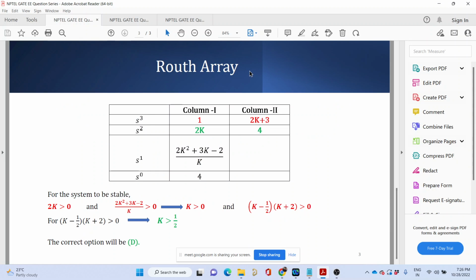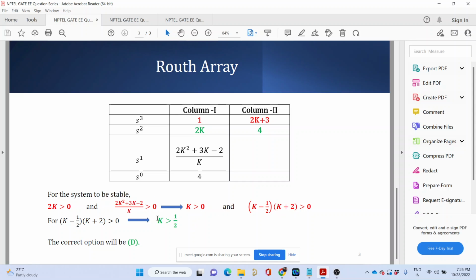So it's very simple. Let us construct the route array first. I've done this millions of times almost in the previous classes. So what we found is that these are the two elements where k is involved. For the system to be stable, all the poles should lie on the left hand side of the S plane. For that to happen, all the elements in the first column of the route array should be positive. So 2k and this element have to be positive.